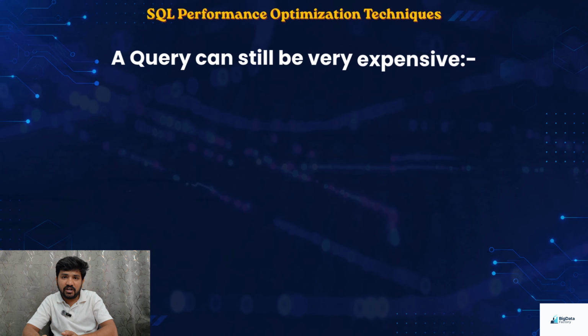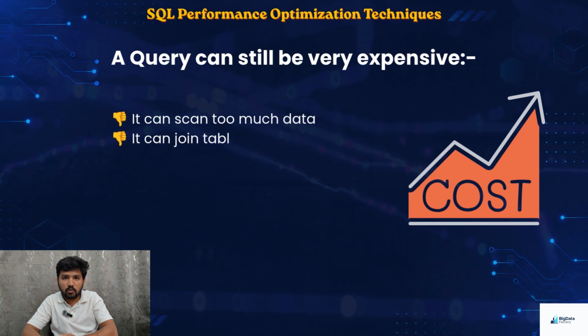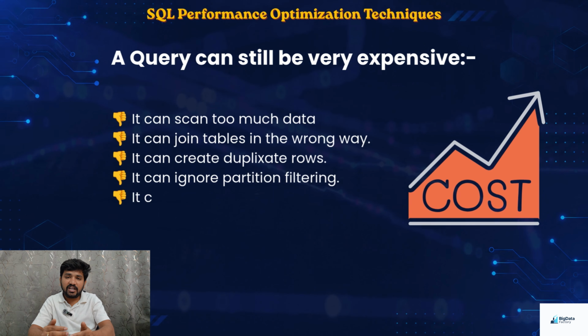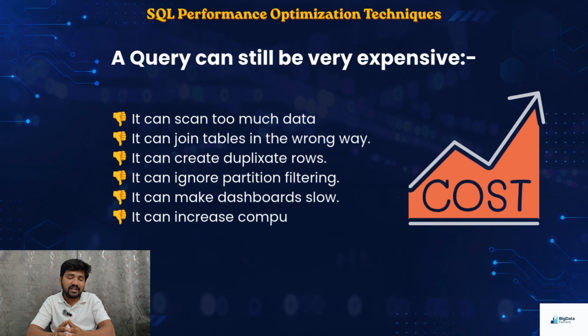It can scan too much data. It can join tables in the wrong way. It can create duplicate rows. It can ignore partition filtering. It can make dashboards slow. And it can increase compute cost. So in this video, I will show you 5 common SQL performance mistakes and how to think about fixing them like a real data engineer.